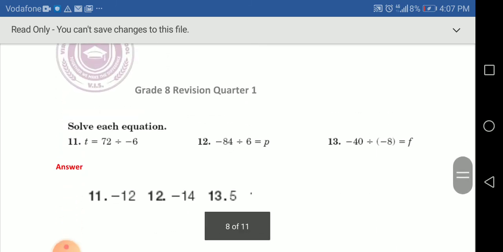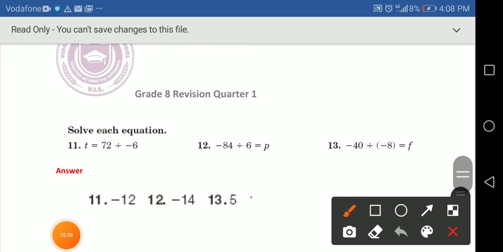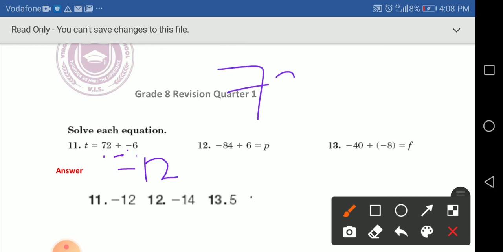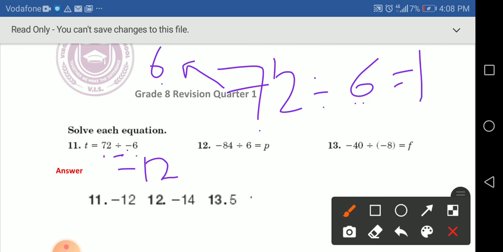Solve each equation here. If t equals 72, this time divided. As I told you, we have 72 divided by 6. Positive divided by negative gives me negative. 72 divided by 6 gives me 12. How can we divide, Miss Dina, beside each other? It's very easy. 7 divided by 6, the nearest thing is 6 divided by 6, right? 6 divided by 6 gives me 1. We have remainder 1. Remainder of what? 7, the real one, minus the 6 here gives me 1.